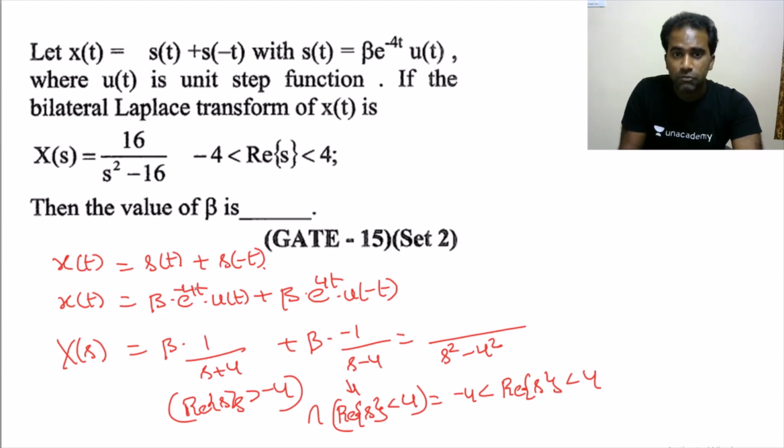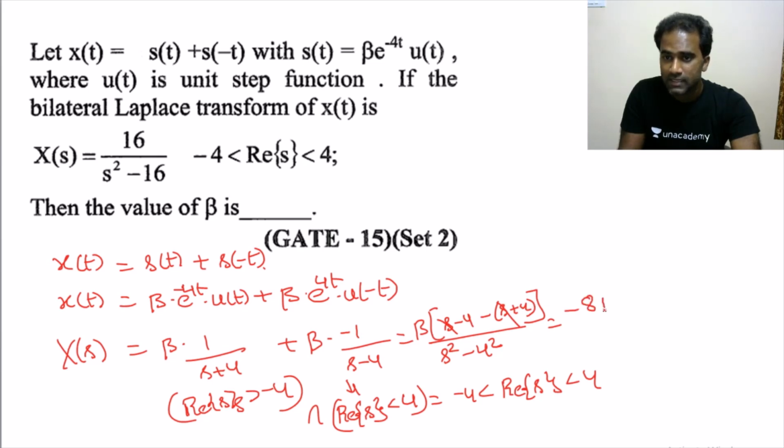E power minus 4t into u of t, Laplace transform is 1 by s plus 4. Right. So it is beta, let us put it outside. And what remains is s minus 4 minus of s plus 4. Yes, and s cancelled. So this is equal to minus 4 plus minus 4, which is minus 8. Minus 8 times beta divided by s square minus 4 square. ROC is minus 4 less than real part of s less than 4.